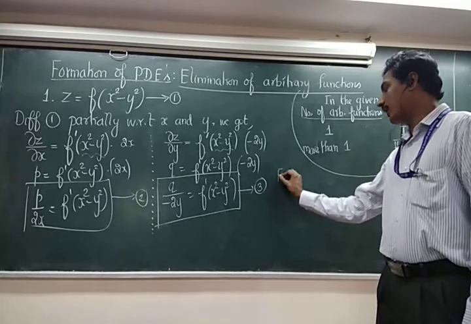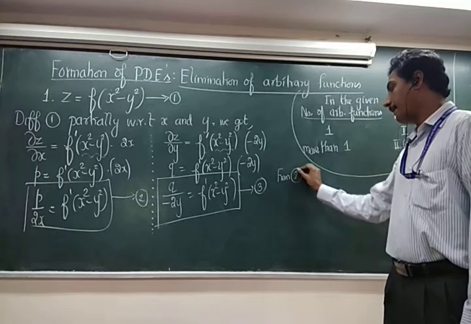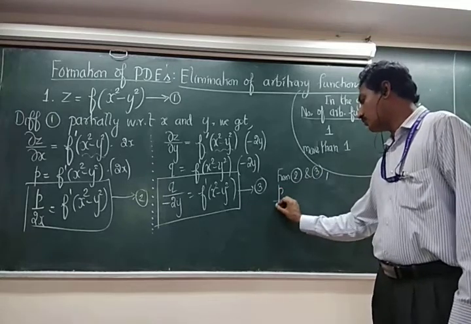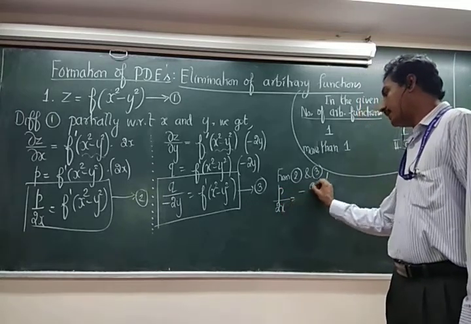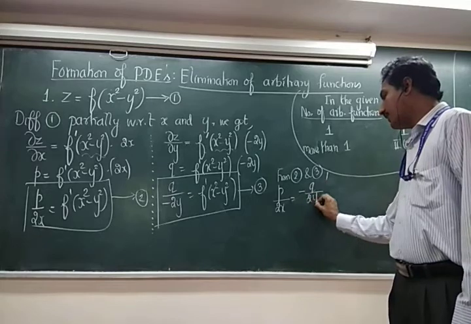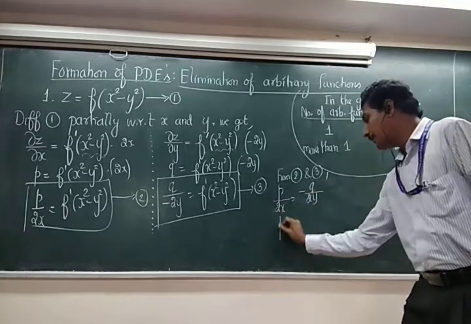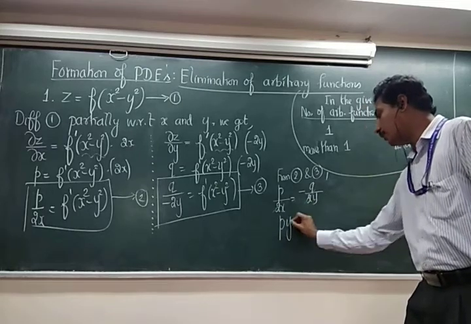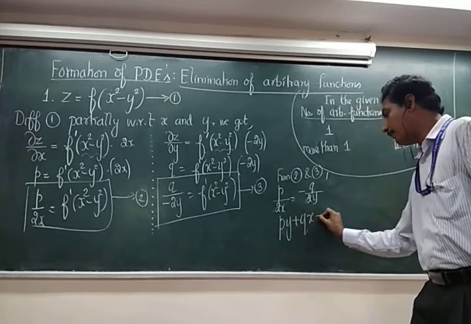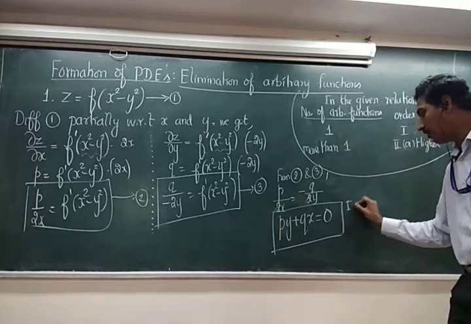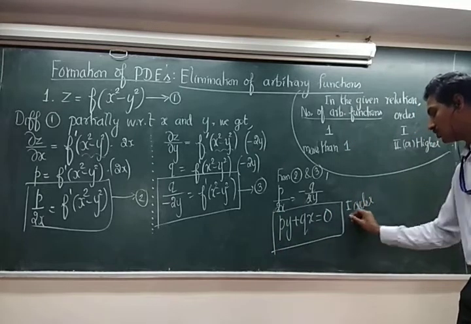From equation number 2 and 3, we conclude that the left hand sides are same. So p by 2x is equal to minus q by 2y. After cancellation of this 2 and cross multiplying, we get py is equal to minus qx, otherwise py plus qx equal to 0. So this is my PDE of order 1, or first order PDE.